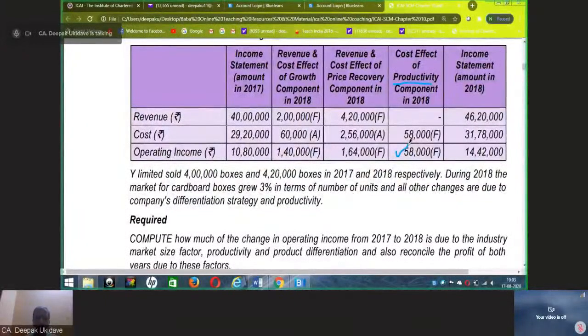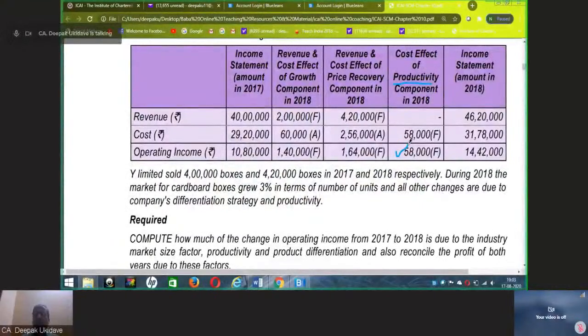Now product differentiation, I told you, is nothing but on account of cost leadership. It could be on account of price recovery. So we have price recovery component, and here there are three factors responsible for product differentiation. One is growth in the market share. If you remember, growth in the market size, we had apportioned 1,40,000 on the basis of 12,000 boxes. Now remaining 8,000 boxes is on account of market share.